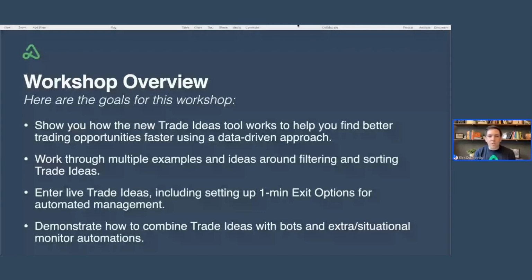I'm going to work through multiple examples and ideas around filtering and sorting trade ideas so you can kind of get a feel for how it works. It's potentially some of the ways that I kind of think about using it. We're going to enter some live trades. We'll see if they can fill, try to enter some trades here today together.